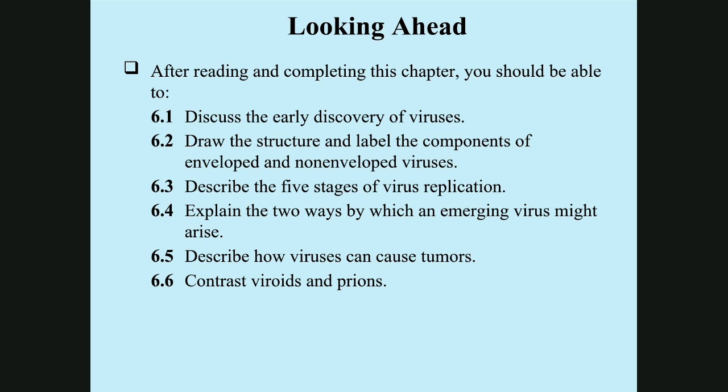We're going to draw the structure and label the components of enveloped and non-enveloped viruses, and then describe the 5 stages of viral replication, and explain 2 ways that emerging viruses might arise. There are others, but we'll talk about the 2 main ways. Describe how viruses can cause tumors and therefore cancer. And then we'll discuss the truly creepy, the viroids and the prions that aren't even actually full viruses, although they can kind of act like them, and they're even more simplistic than the viruses are.